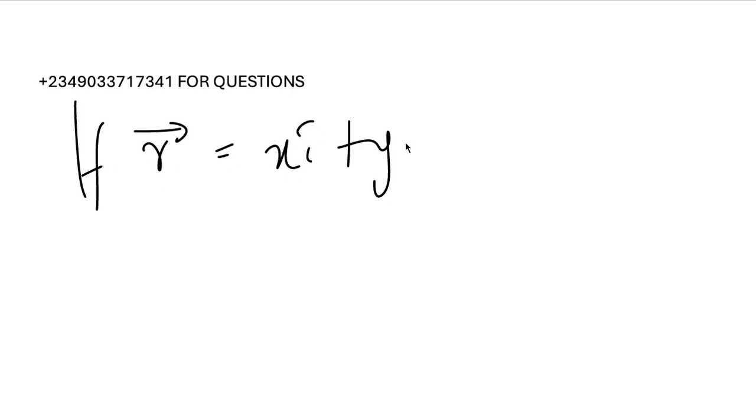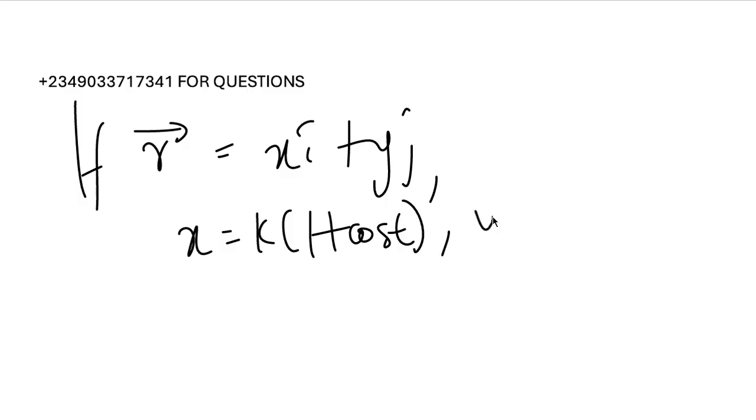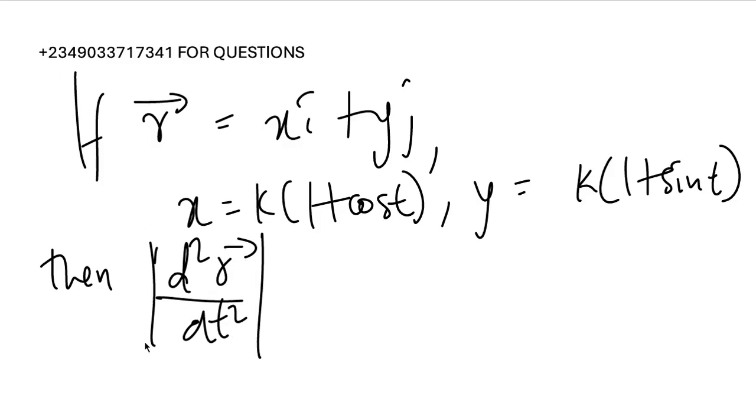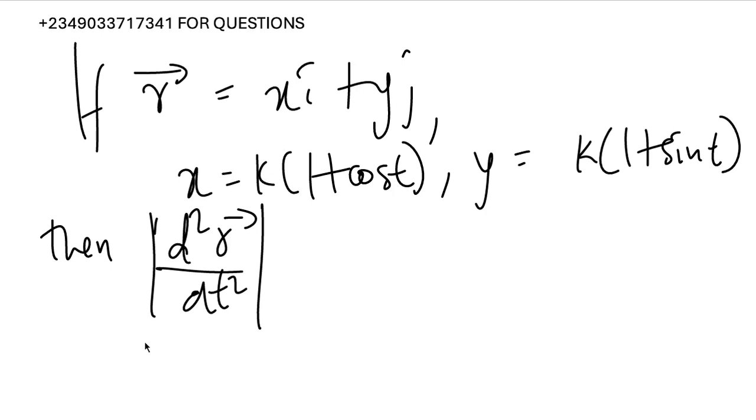Okay, so lastly, we're going to take this question, and I want you to attempt it. Two more questions, by the way. Let's say this question says r equals x i plus y j, and x is equal to k into 1 plus cos t, and y is equal to k into 1 plus sin t. It's asking you for the magnitude of d squared r over dt squared.